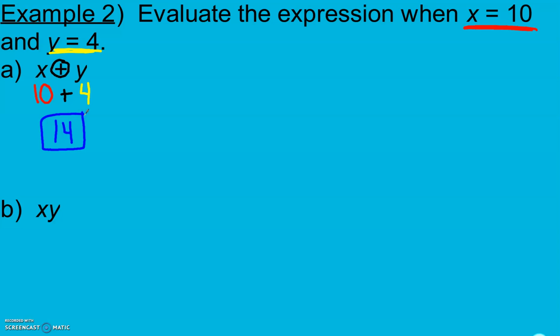Same thing on b. Here we have x, y. And remember, if we have two things back to back like that that are touching, it means they're multiplying. We don't see the multiplication, but we know it's there. So again, I have an x, which we said was 10. We have a y, which we said was 4. And we are multiplying them. So when we do that, 10 times 4 is 40.